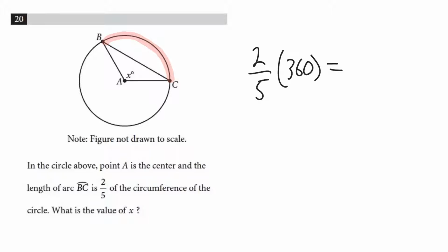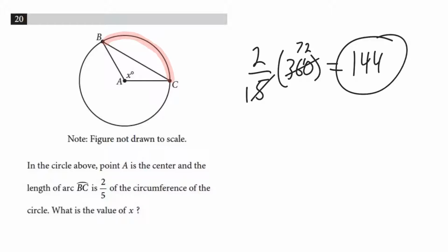Okay. So I'm just going to reduce here, divide the top and the bottom by 5. I'm going to get a 72. So 2 times 72, 144. 144 is the value of x. 144 degrees.